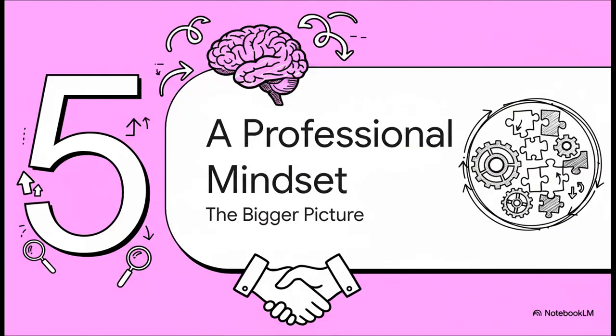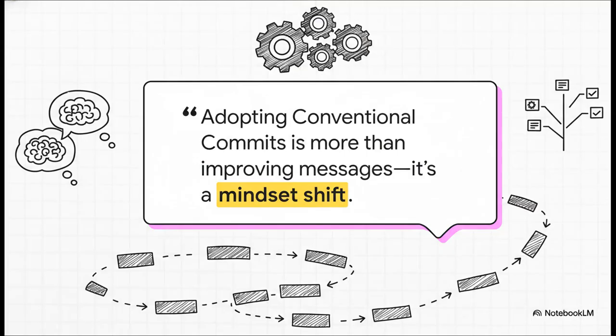But ultimately, this is about more than just a formatting rule. It's really about shifting your perspective on what a commit history should be. It's about professionalism. This isn't just about syntax, it's a mindset shift. It represents a real commitment to better communication, better collaboration, and building a codebase that's actually easy to maintain. Your commit history stops being this messy, useless log and becomes the clear, readable story of your project's evolution.